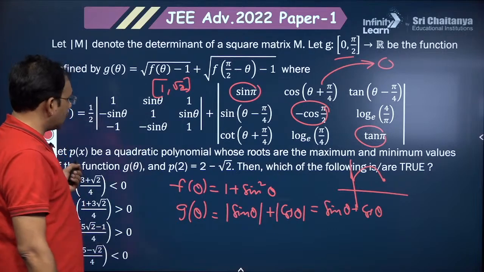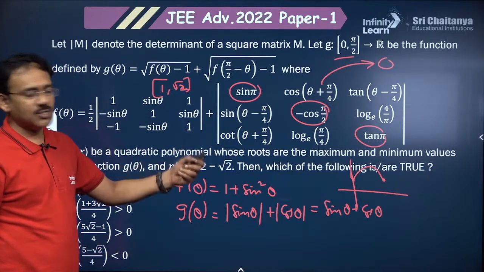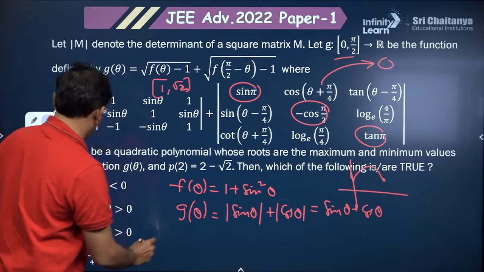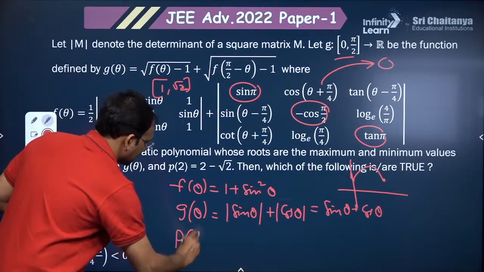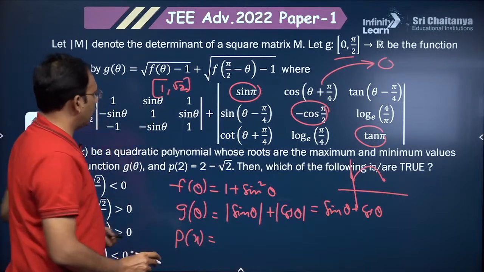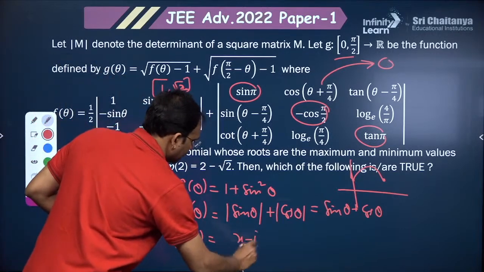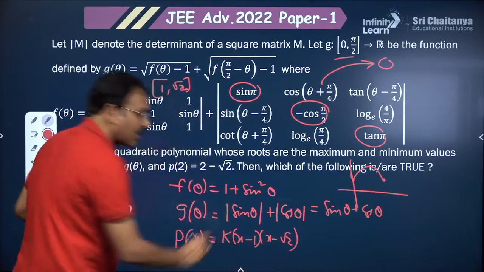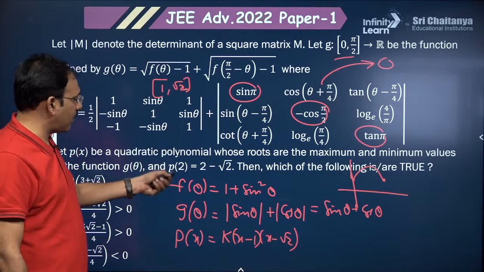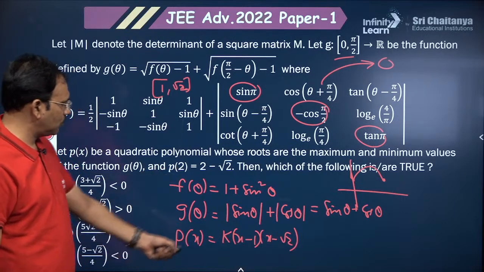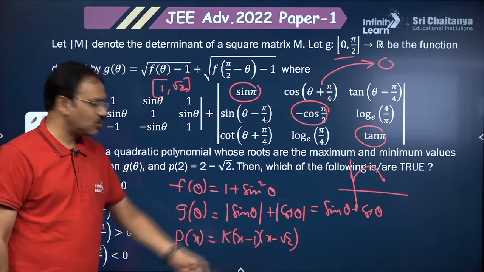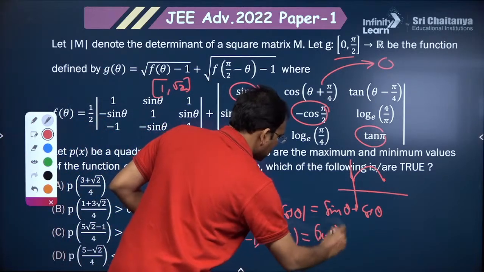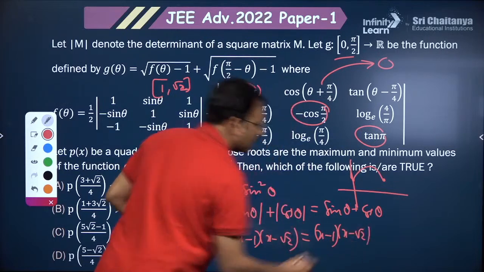Now he is asking for the quadratic polynomial whose roots are the minimum and maximum values of this function. So you can take this polynomial p of x, the roots are going to be 1 and root 2, so p of x is x minus 1 into x minus root 2. Of course there may be some k. To avoid this, he said p of 2 is equal to 2 minus root 2. You just put x is equal to 2, you will get 2 minus root 2. In the sense k is 1, it is going to be x minus 1 into x minus root 2 itself.